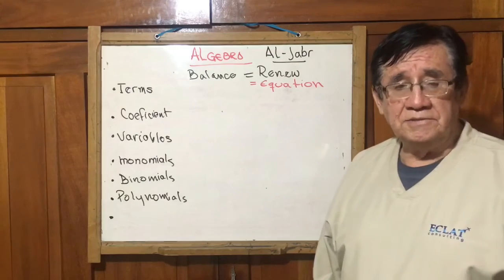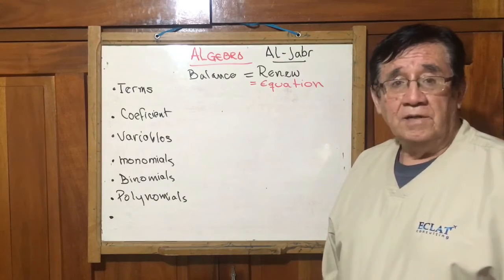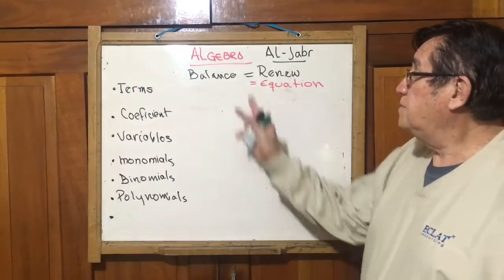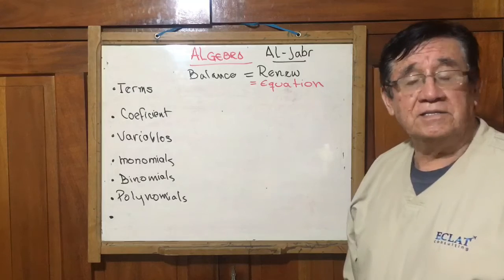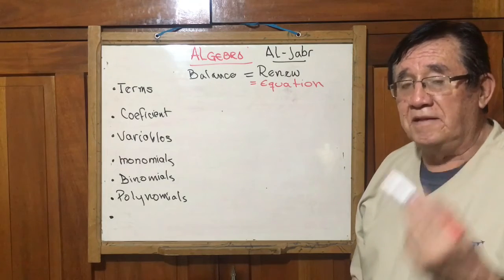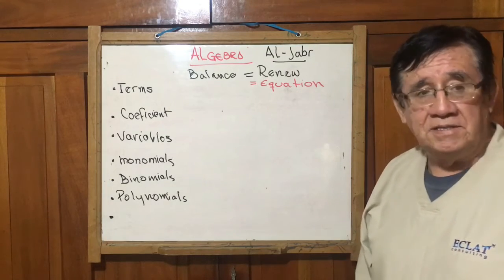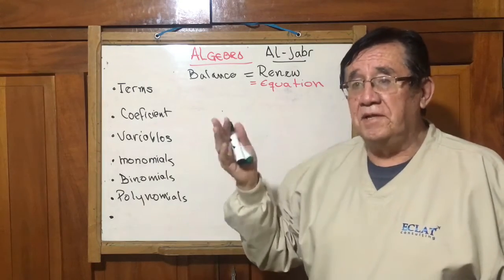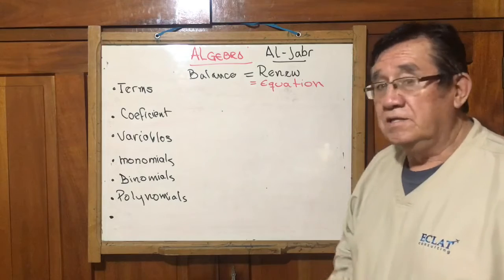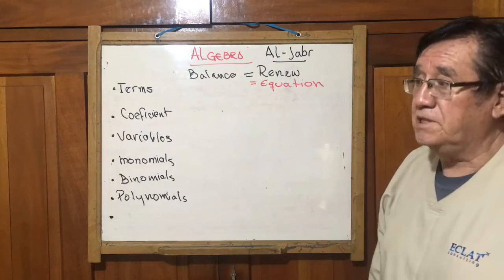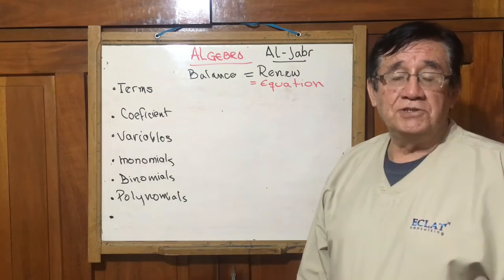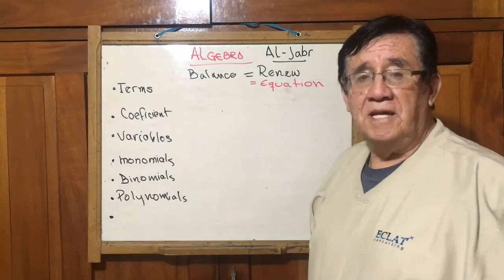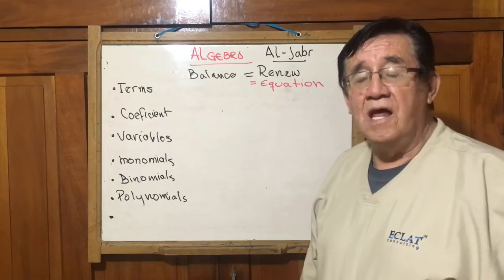Today we're going to continue our math classes online. Today's topic is about algebra. Algebra is one branch of mathematics that is the next step of arithmetic. Arithmetic is very important because it teaches the four basic operations, which are addition, subtraction, multiplication, and division. And all of them are used with numbers.